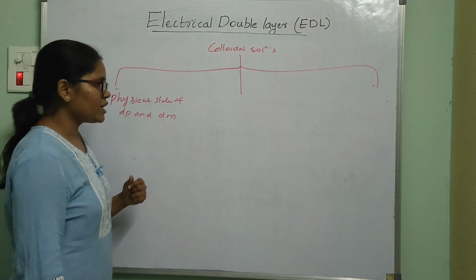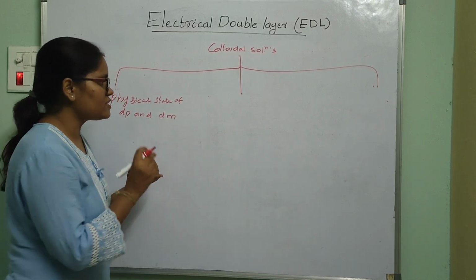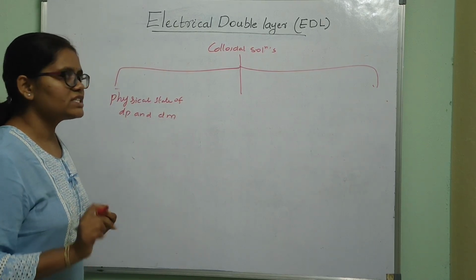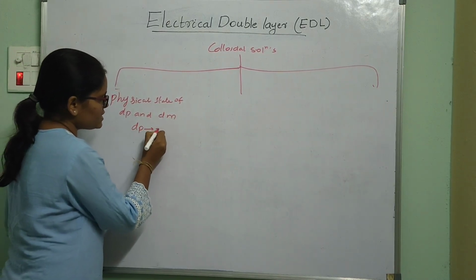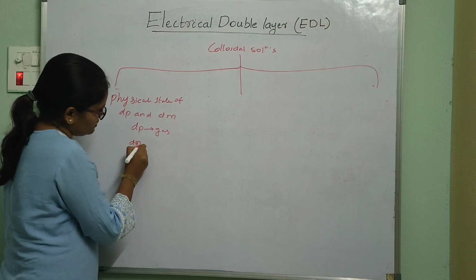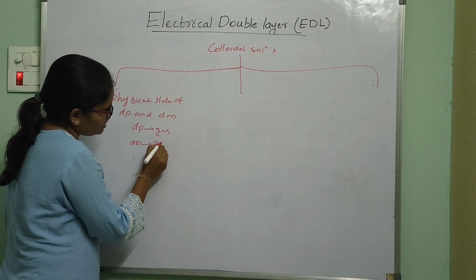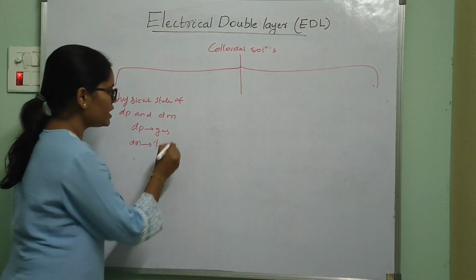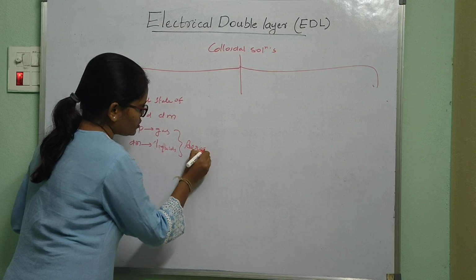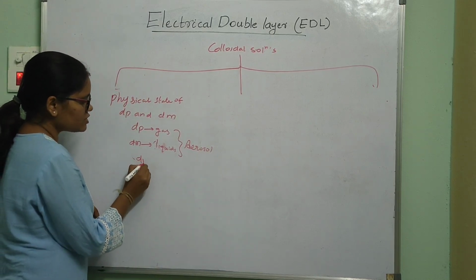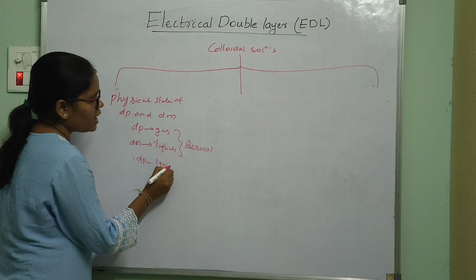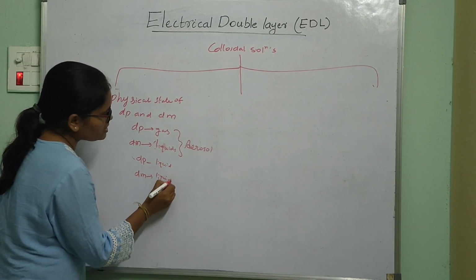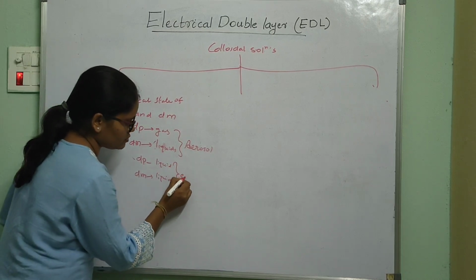By physical state, I mean whether the dispersed phase is solid, liquid or gas, or the dispersion medium is solid, liquid or gas. For example, if your dispersed phase is gas and dispersion medium is liquid, then the colloidal solution is called aerosol. And suppose your dispersed phase is liquid and dispersion medium is also liquid, then such colloidal solutions are called emulsions.